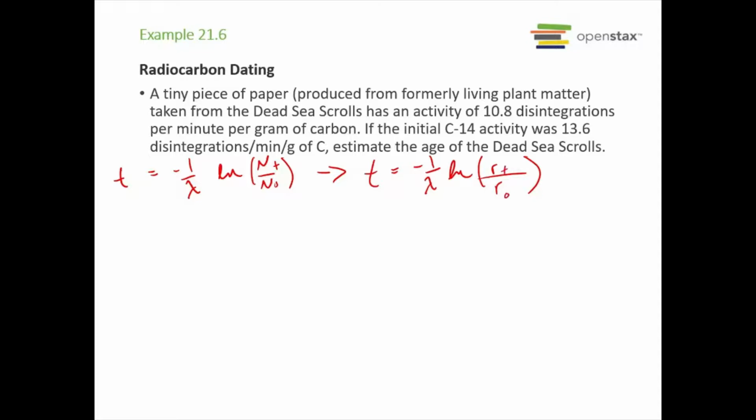okay. So 0 represents when the plants were still alive or when they were cut to make the paper. Because when you cut the plant, you've killed it, right? And then the t represents the current time. So we can go ahead and figure out our decay constant. Carbon-14 has a half-life of 5,730 years. So then our lambda is equal to the natural log of 2 over 5,730, and this is equal to 1.21 times 10 to the -4th inverse years.